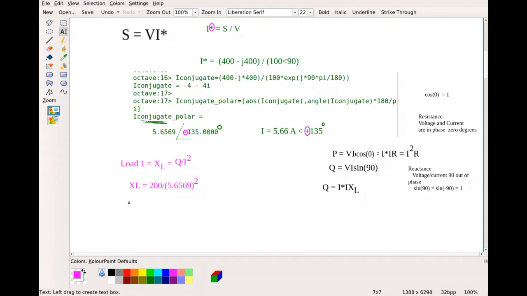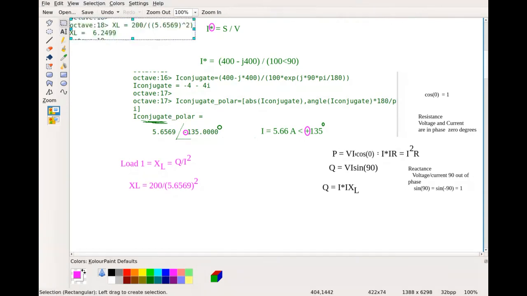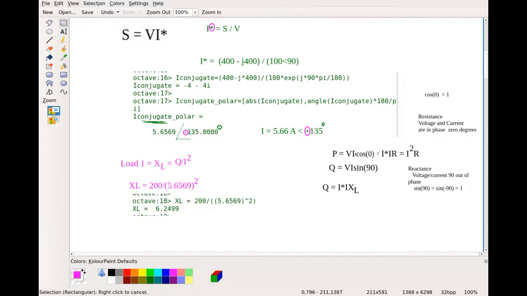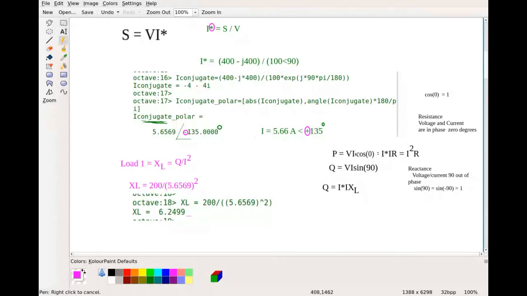All right, so that is my X of L, and again, that's going to be in ohms, because that's the reactance. And if I knew the frequency, I could calculate the inductance. And then we can calculate the voltage. Let's just do that real quick.